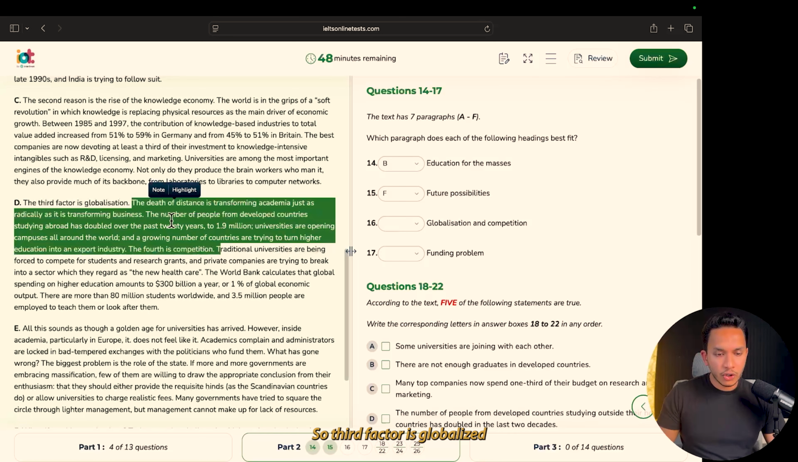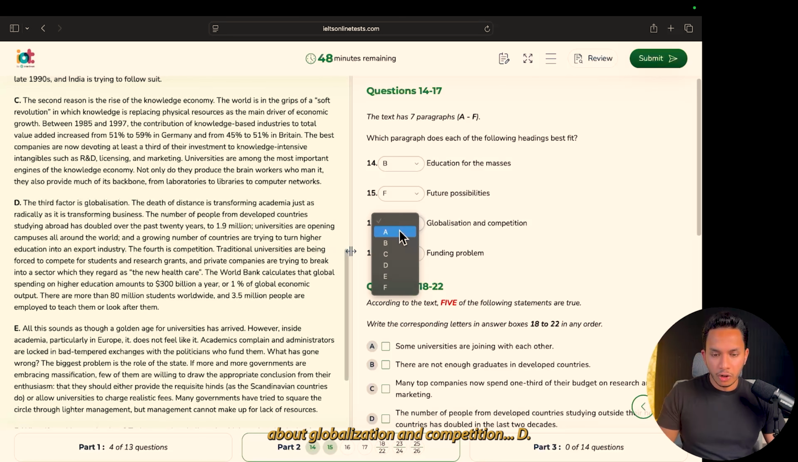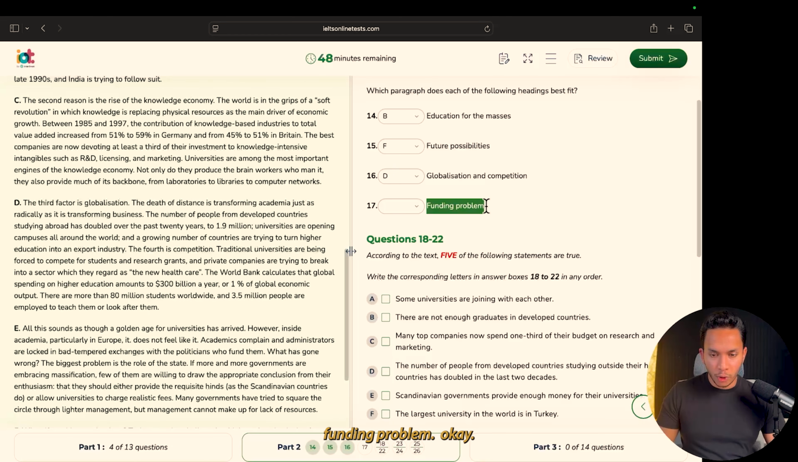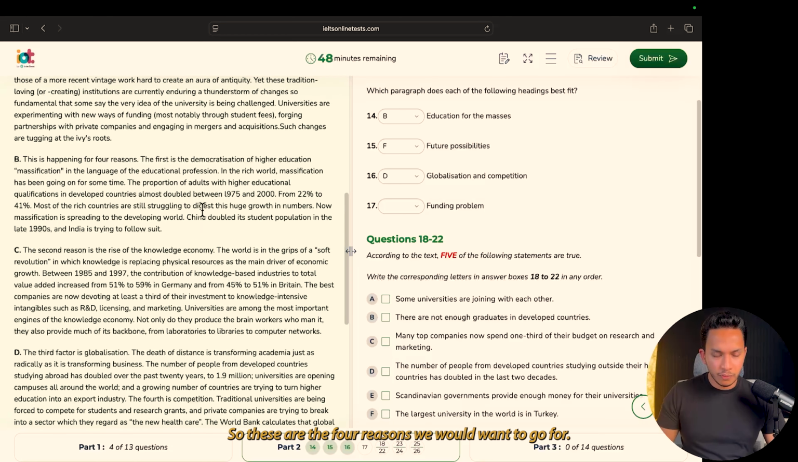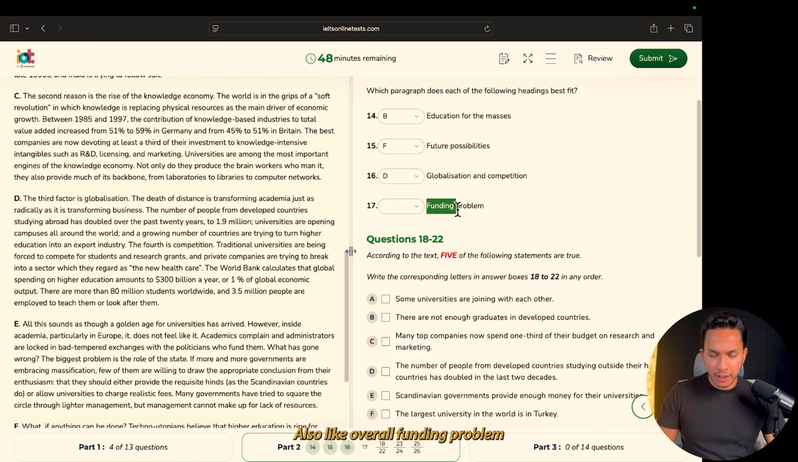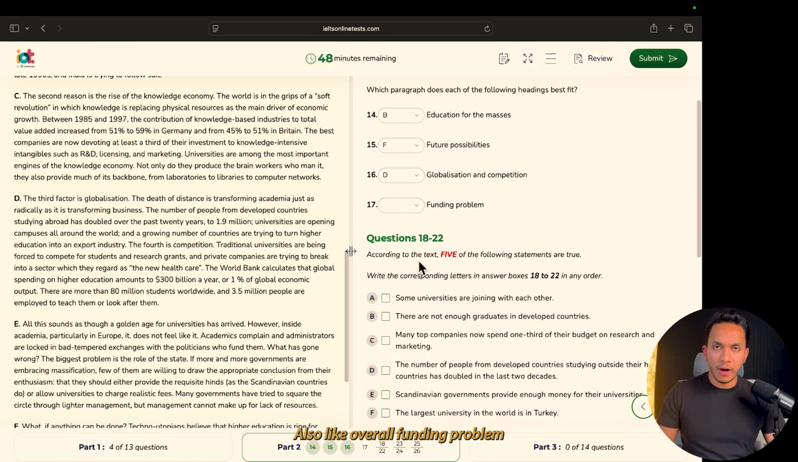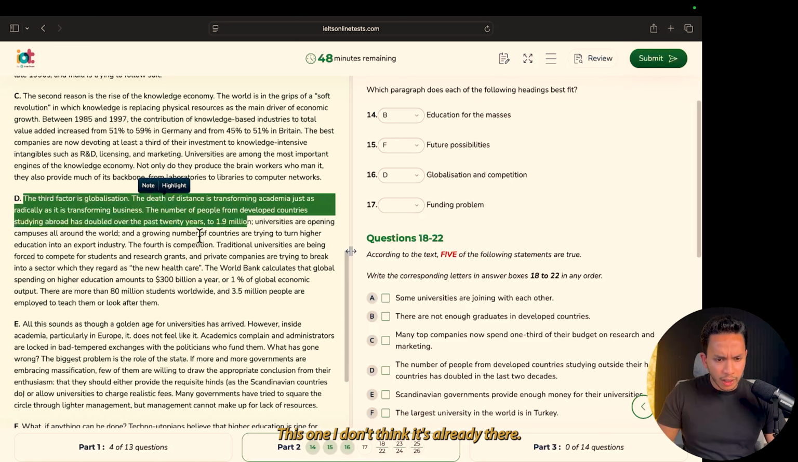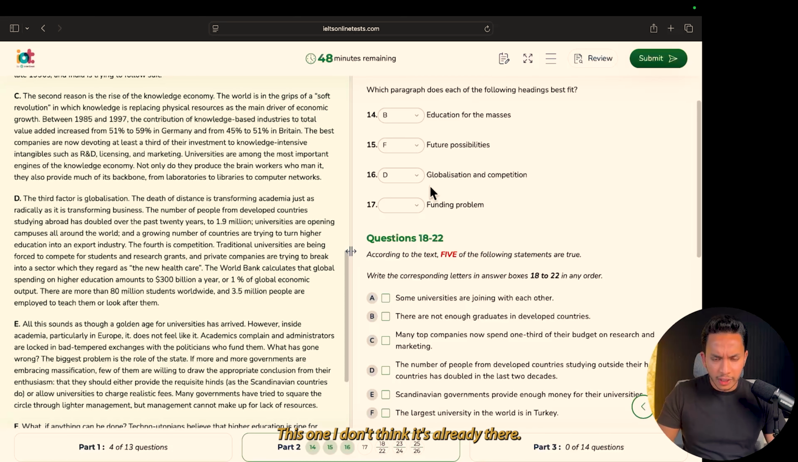Okay, so the third factor is globalization, the fourth is competition. It talks about globalization and competition. D, funding problem. Okay, so these are the four reasons we would want to go for. We can look for the keyword fund also, like overall funding problem, they're getting money or something like that. Okay, this one, I don't think it's there. Let's go to this one.